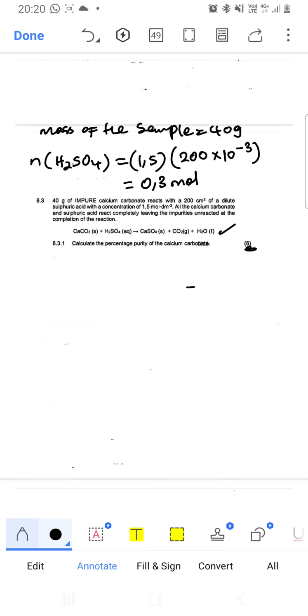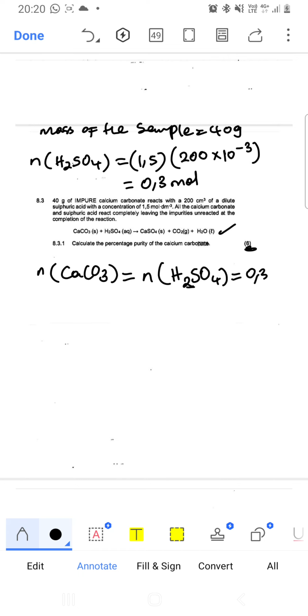Now, since the ratio of the sulfuric acid and calcium carbonate is 1 to 1, this means the number of moles of calcium carbonate is the same as what? As the number of moles of sulfuric acid. Then we get 0.3 moles, right?